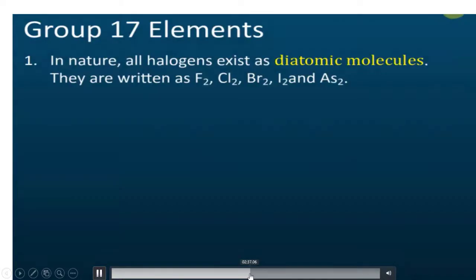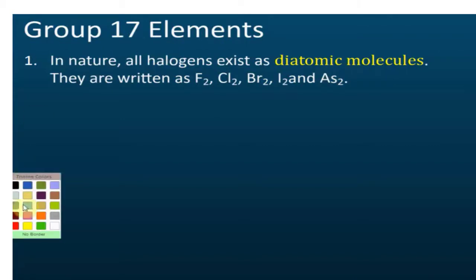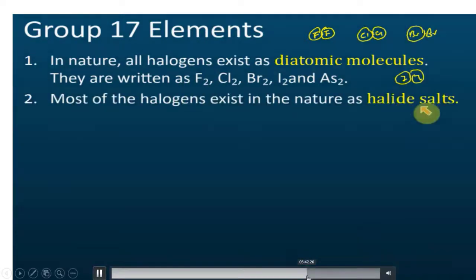Group 17, in nature all halogens exist as diatomic, that means they consist of 2 atoms. They are written as F2, Cl2, Br2, I2, At2, so they cannot exist as F or Cl, but you must write them as 2 atoms, F2 or Cl2 or Br2. Most halogens exist in nature as halide salts.